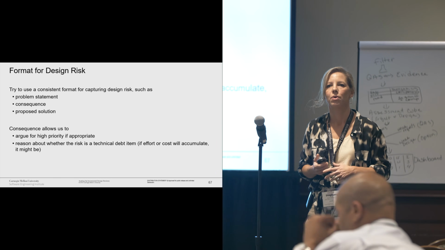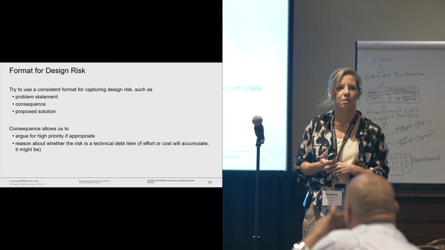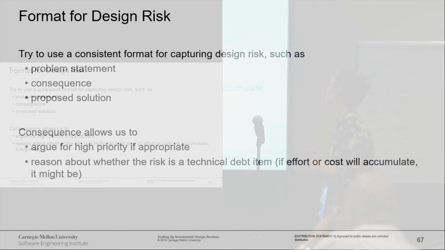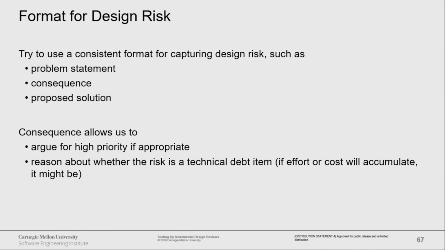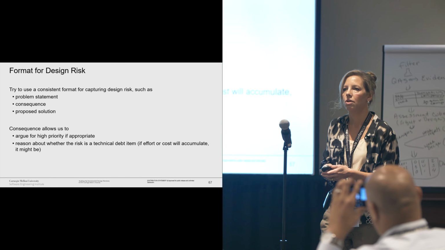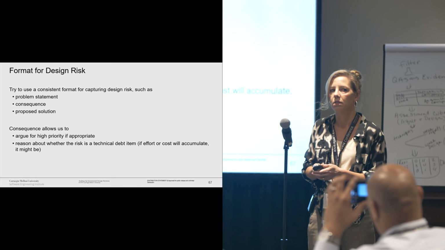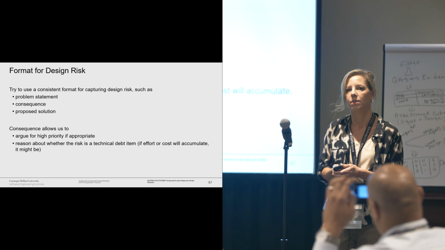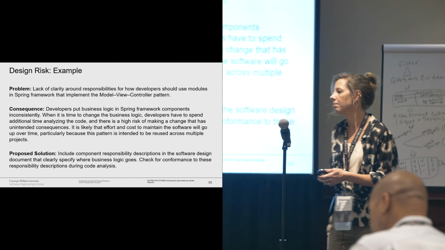There's a template in there for capturing technical debt items and tracking those. We kind of stole that template and are using it on this project. But we just used the first few pieces of the template to capture our design risks. So we'll capture what the problem is, what the consequence is, and the proposed solution. And the consequence actually helps us to make the case that something should be fixed. So if we can put a little bit of information in there about what the consequence is, that does actually get some attention.